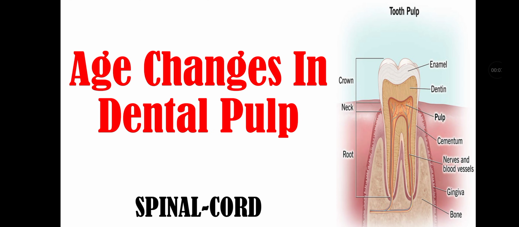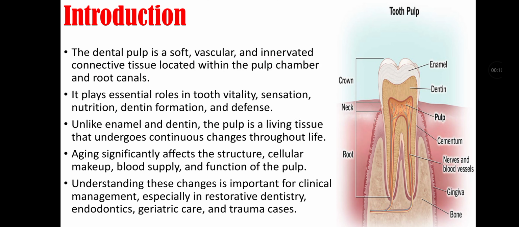Today we are going to talk about age changes in dental pulp. So let's start our topic with introduction. Dental pulp is soft, vascular and innervated connective tissue located within the pulp chamber and root canals. It plays an essential role in tooth vitality, sensation, nutrition, dentine formation and defense. Unlike enamel and dentine, the pulp is a living tissue that undergoes continuous changes throughout life. Aging significantly affects the structure, cellular makeup, blood supply, and function of the pulp. Understanding these changes is important for clinical management, especially in restorative dentistry, endodontics, geriatric care, and trauma cases.